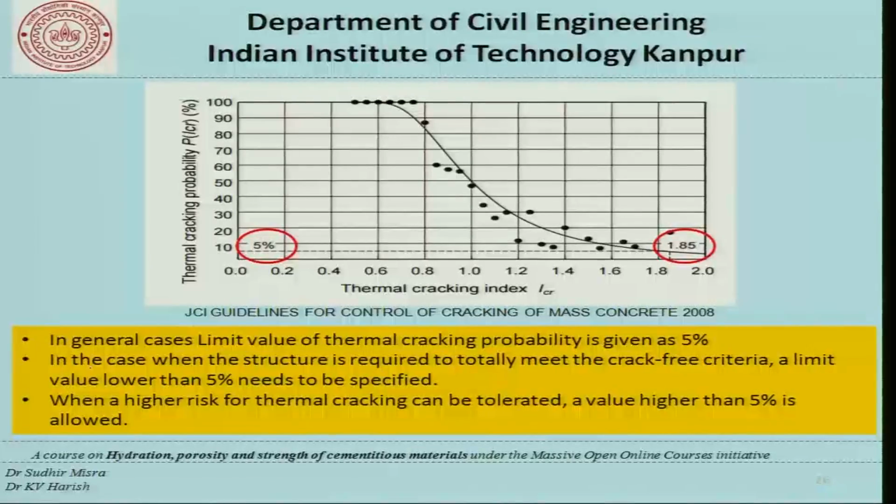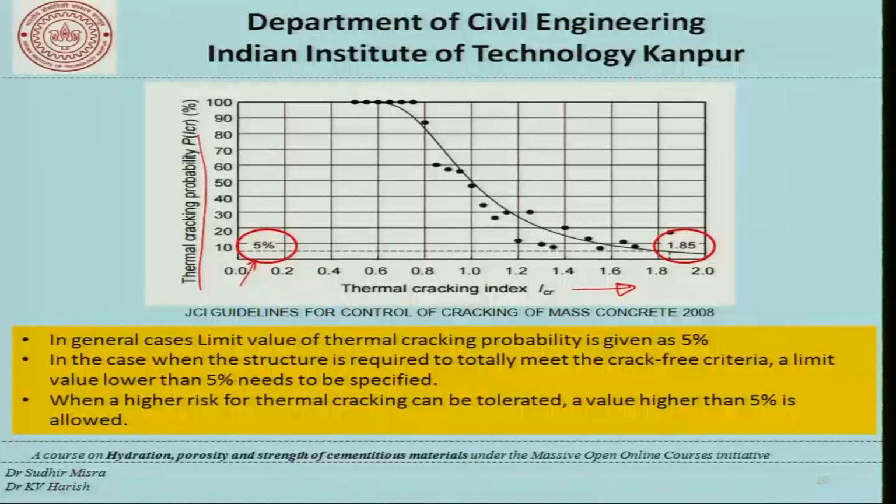This here is from the guidelines of the Japan Concrete Institute, the JCI, and we can see that as the thermal cracking index increases, the probability of thermal cracking reduces, and therefore, it is up to us to define or to pre-decide a specification on what is the TCI that we are willing to work with. In other words, what is the probability of cracking that we are willing to live with in a particular construction.